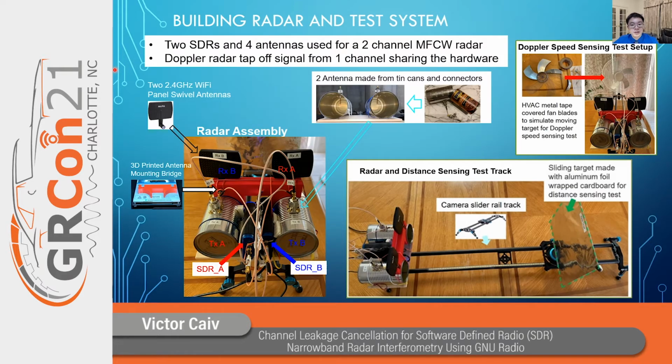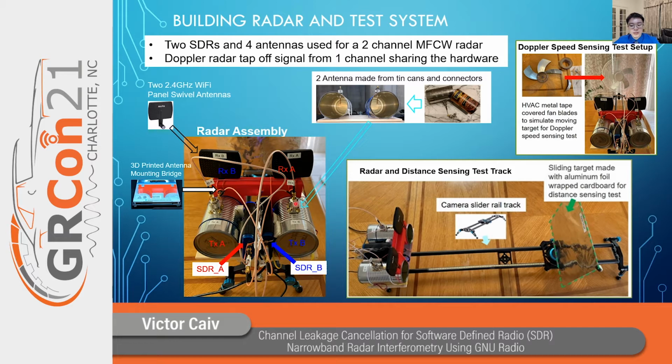So here's how I have my system set up. I have two SDRs for my two-channel MFCW radar. I have 4 antennas: 2 for transmit, these transmit tin cans, and 2 for receive, these panel antennas.